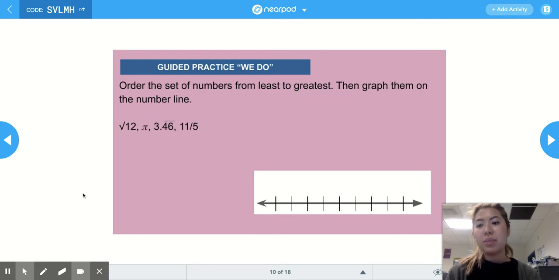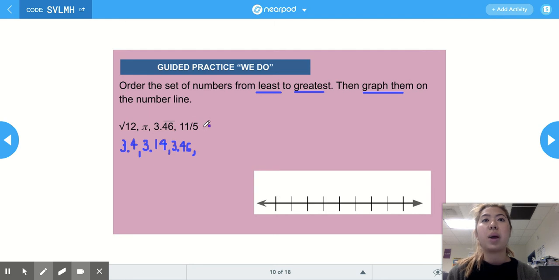This next problem, again, we're ordering the set of numbers from least to greatest, and then we have to graph them on the number line. So our first step is to turn all the real numbers into decimals. So the square root of 12 is going to be 3.4. Pi is about 3.14. Then we have 3.46, and the line on top means that the 4, 6 are repeating. Then we have 11 over 5. So we're just going to divide 11 divided by 5 to get our decimal form, which is 2.2.